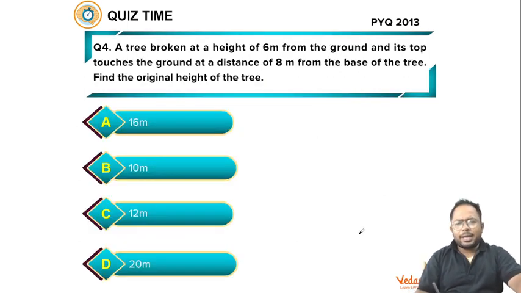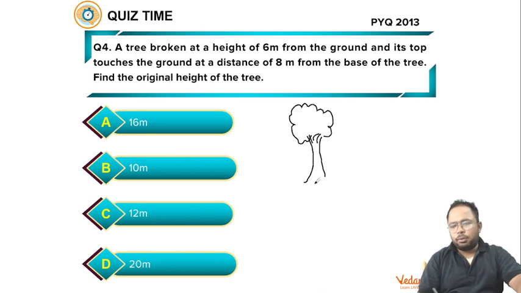A tree is broken at a height of 6 meter from the ground and its top touches the ground at a distance of 8 meter from the base of the tree. Now what happened? A tree was there. Now it got broken down, due to the storm maybe, at a height of 6 meter from the ground and its top touches the ground at a distance of 8 meter from the base of the tree. Find the original height of the tree.